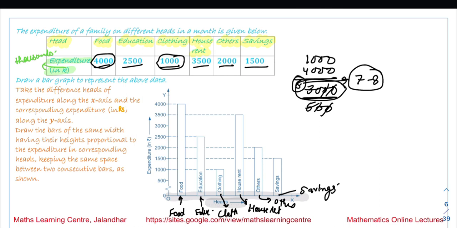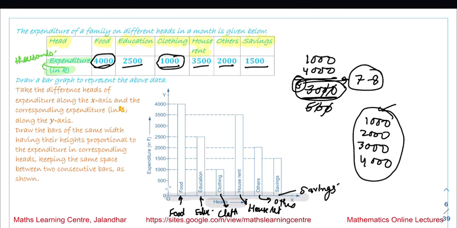You can also mark at a distance of 1,000, that is 1,000, then 2,000, then 3,000, then 4,000. You can mark in this way also, then after 0 you have to mark only these 4 points. It is up to you how you want to mark, but in this question we have marked it like 500, 1000, 1500, 2000, 2500, 3000, 3500 and 4000.